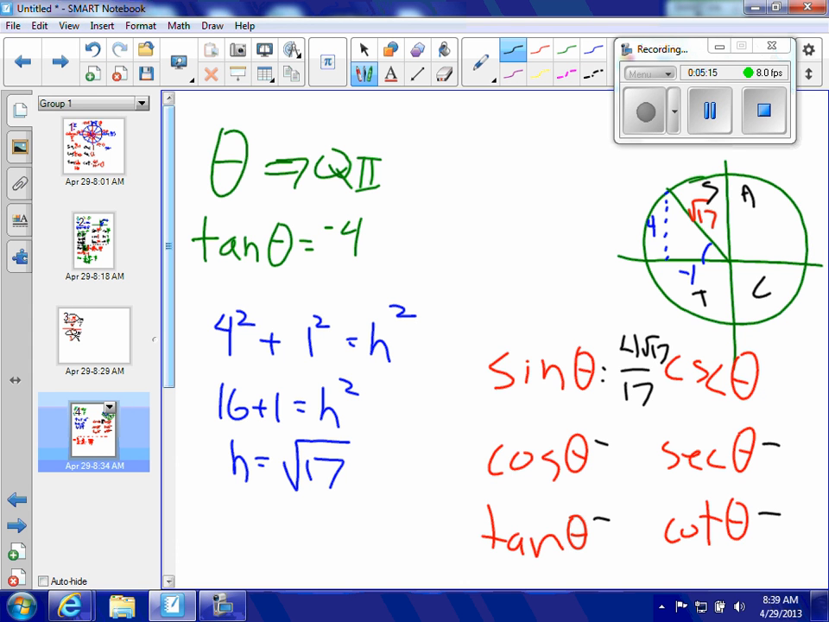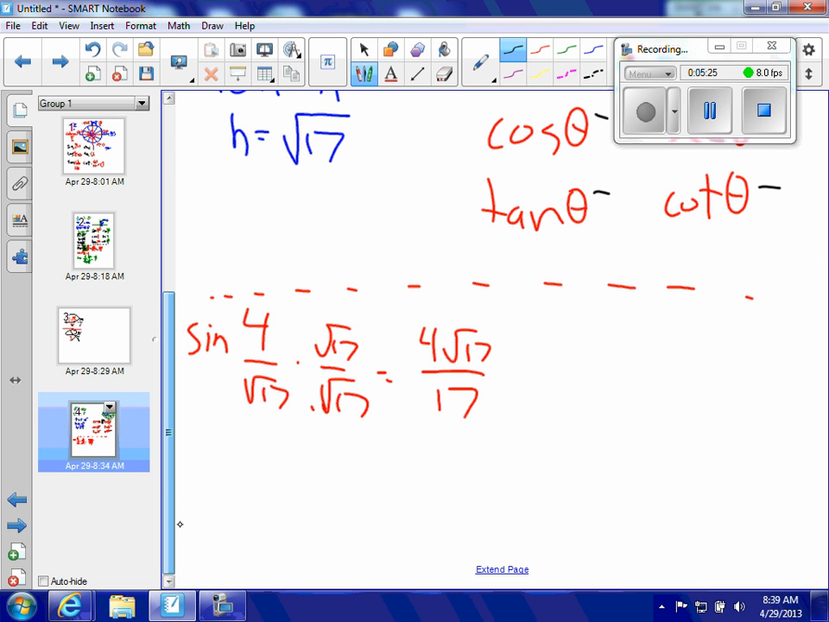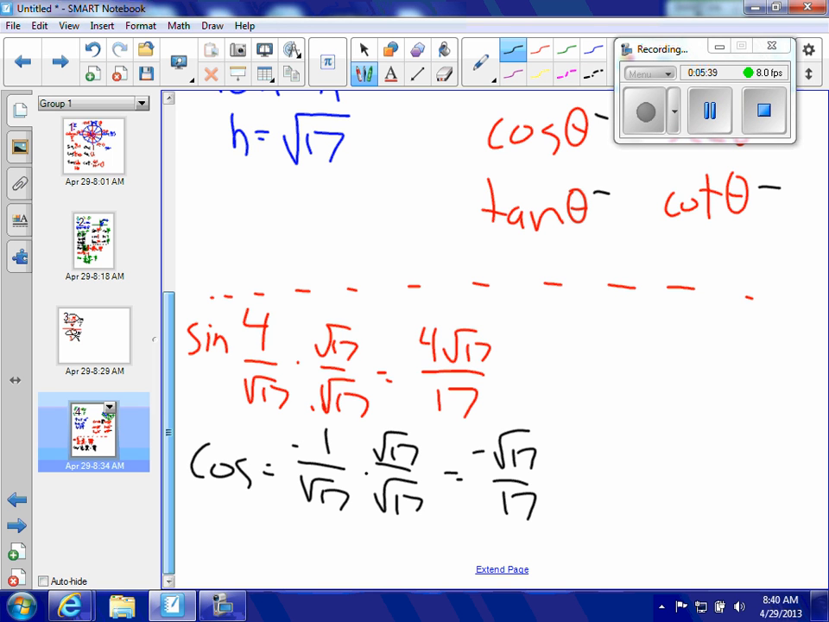My cosine is going to be negative 1 over radical 17. My adjacent over the hypotenuse. So cosine is negative 1 over radical 17. So I'll rationalize that. So it's going to be negative radical 17 over 17.